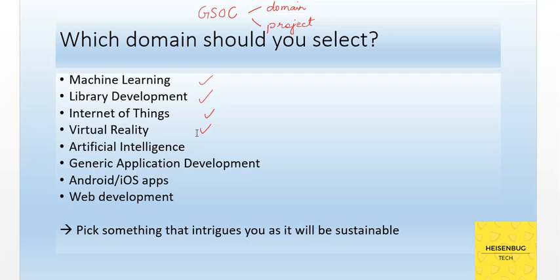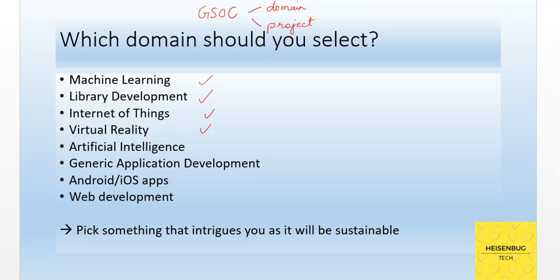So there's one golden rule that I follow over here and which I would suggest, which is pick something that intrigues you because that will be sustainable. You'll be able to put in the long hours, the hard work which is required, and you will be able to contribute to that project even after you're done with your GSoC.